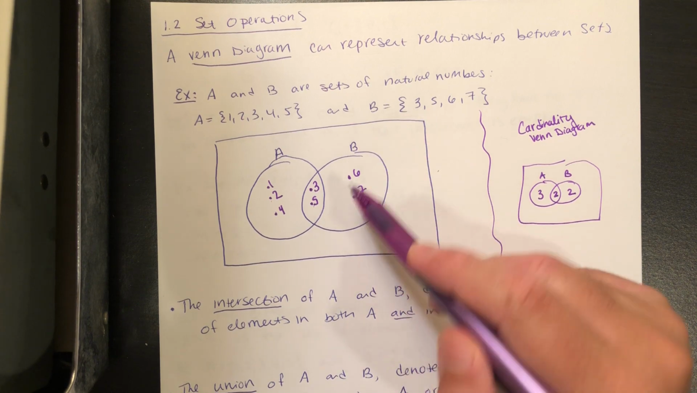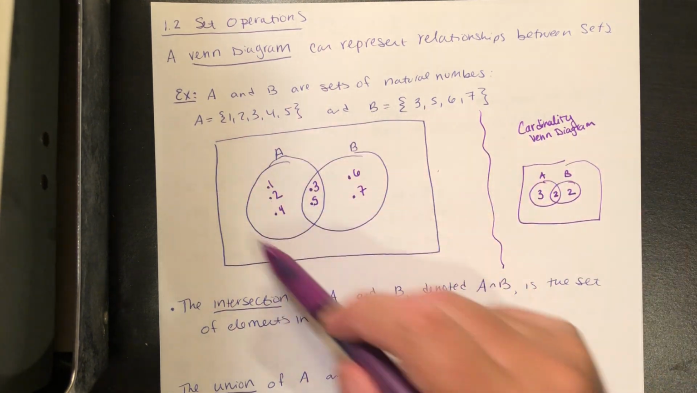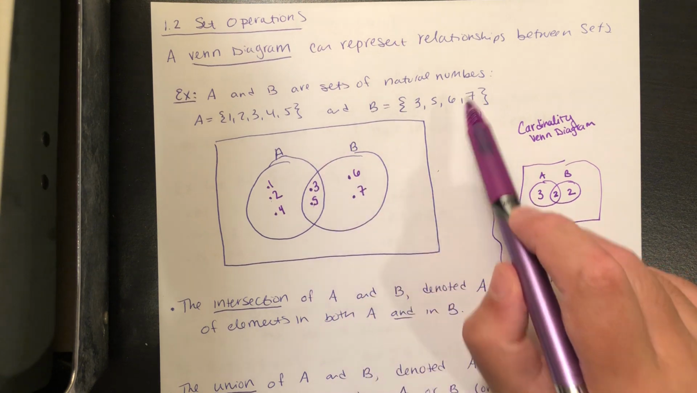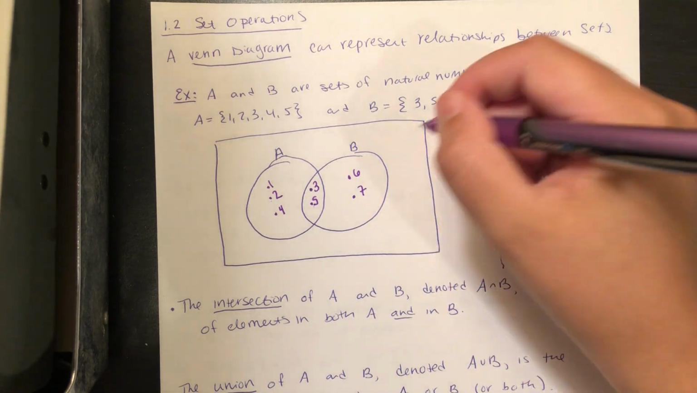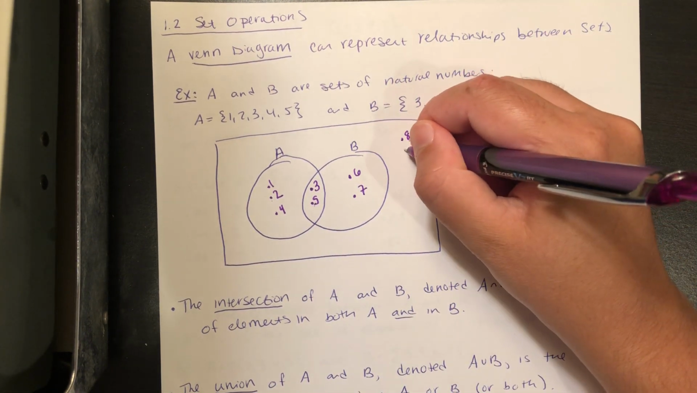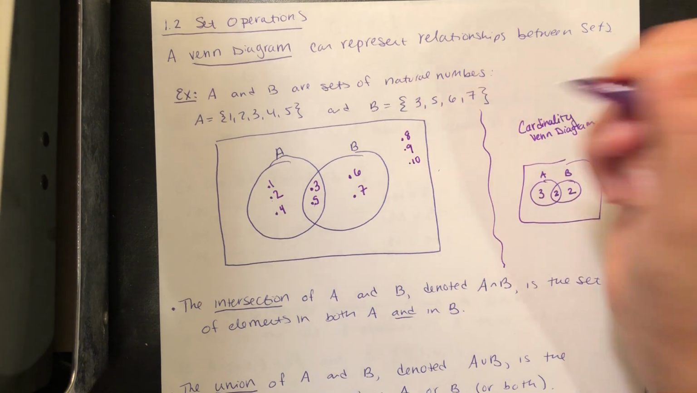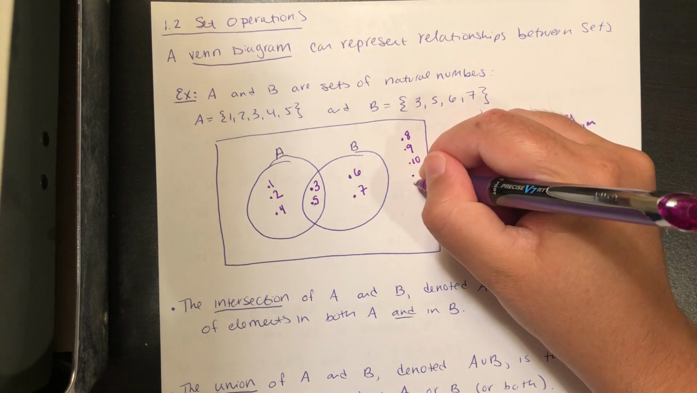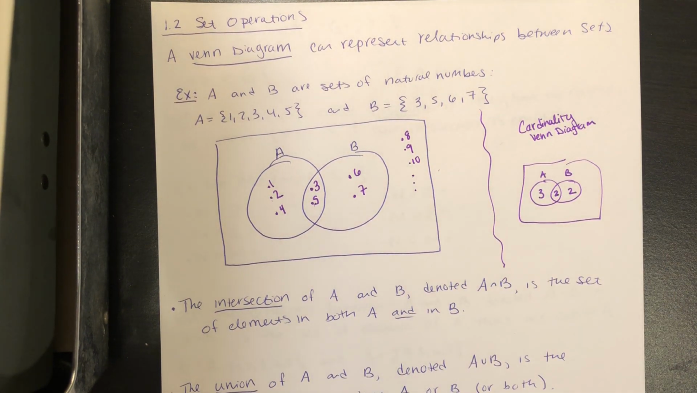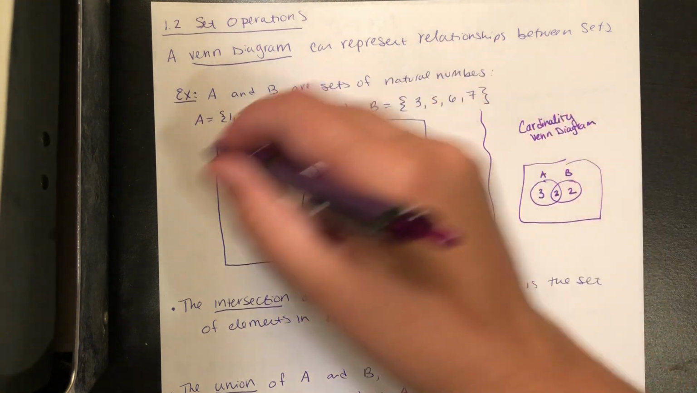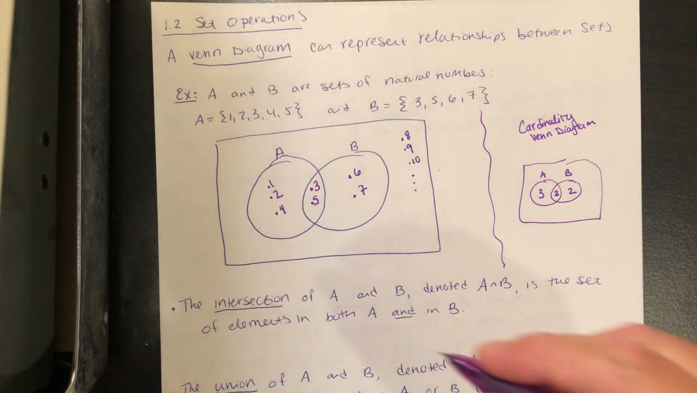They live somewhere, so I just put a box out here, and all of those natural numbers that aren't in either set are going to live out here in the box, right? So 8's out here, 9's out here, 10's out here. I certainly don't want to do this forever, so I'm just going to put a ... to indicate that there's other elements here as well, right? Oftentimes we call this larger box here a universal set.